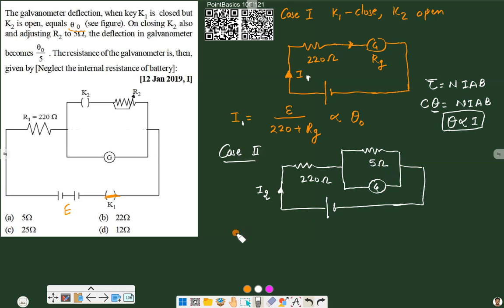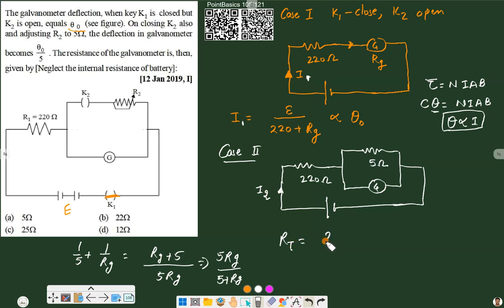So the parallel combination of Rg and 5 will give us 1 by 5 plus 1 by Rg, so that will be 5 Rg by Rg plus 5, or effectively 5 Rg by 5 plus Rg. This is the combined resistance of both of these, and the total resistance of the circuit will be 220 plus 5 Rg divided by 5 plus Rg, taking LCM.